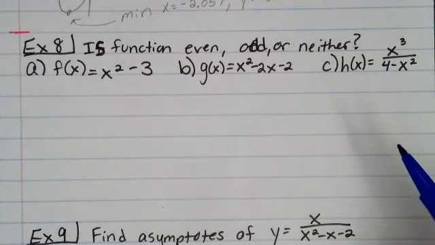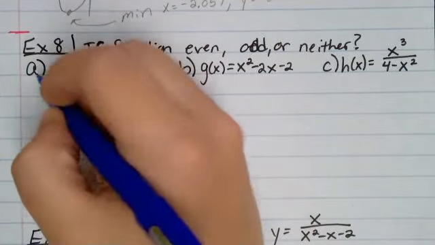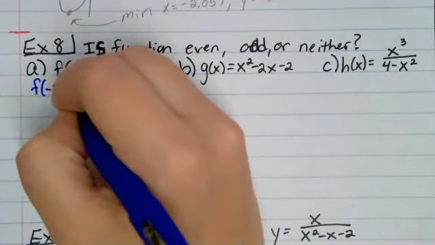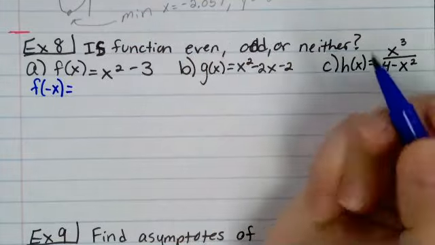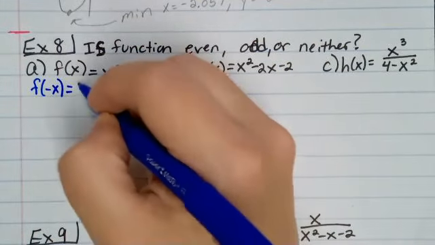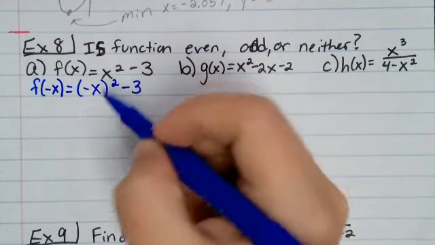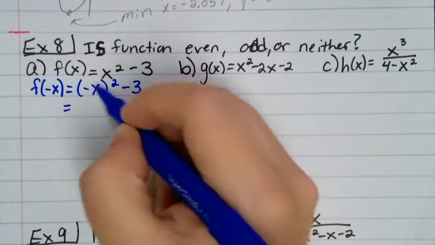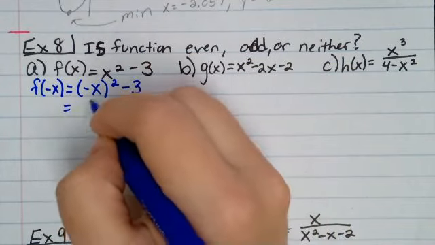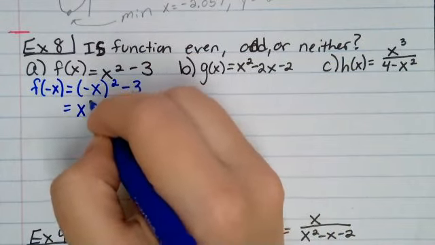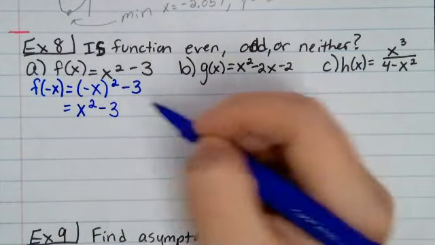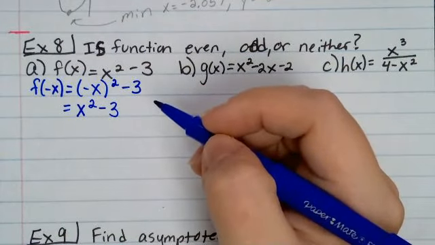For each one of these, I'm going to start off by looking at what is f of negative x. The way that I determine that is I look wherever I have an x, and we're going to put a negative x instead. So I want you to look here. If I take this negative x and square it, negative times negative is a positive, all right? We get x squared minus 3.